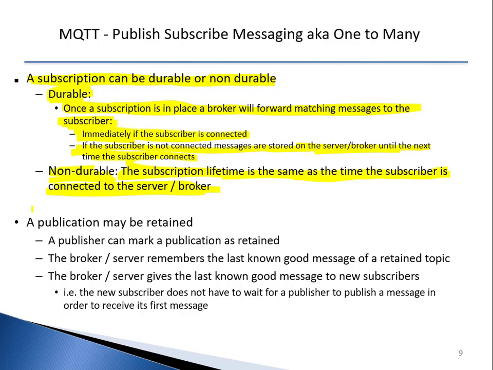A publication may be a retained one. A publisher can mark a publication as retained or non-retained. A broker or server remembers the last known good message of a retained topic, and gives the last known good value to a new subscriber as well. That is, the new subscriber does not have to wait for the publisher to publish a message in order to receive its first message. So the last known value can be retained.